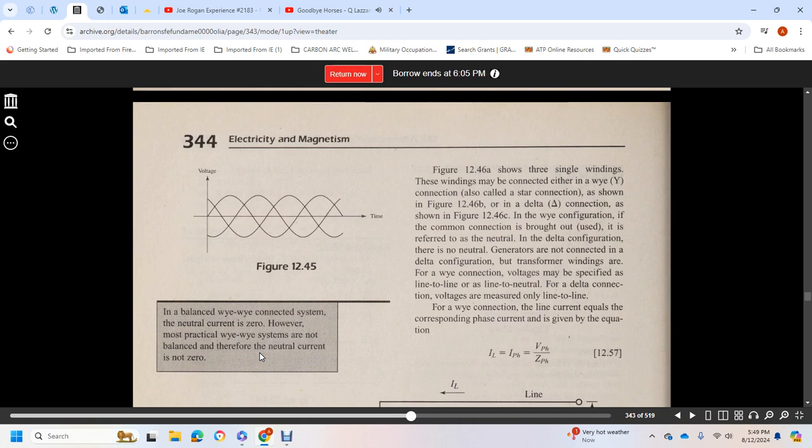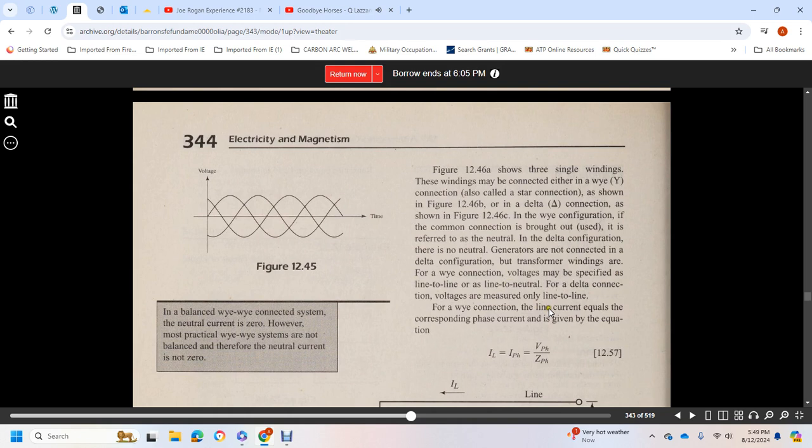In the Y configuration, a common connection, the neutral, is brought out. In the delta configuration, there is no neutral. Generators are not connected in a delta configuration, but transformer windings may be connected in delta or Y. Generators may be specified with line-to-line or line-to-neutral voltages. For a delta connection, voltages are measured only line to line.